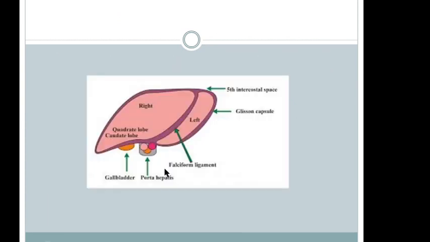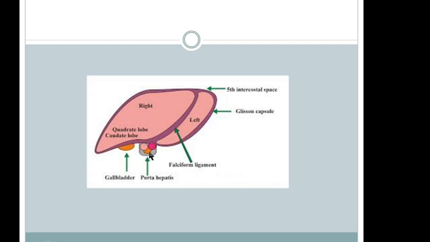Here in this diagram you can appreciate the Glisson's capsule, which encircles the hepatic artery, portal vein and the biliary ducts. When viewed from above, the liver is divided into two lobes, right lobe and left lobe, divided by the falciform ligament. This is the falciform ligament. When viewed from below, right lobe, left lobe, caudate and quadrate lobes of the liver.